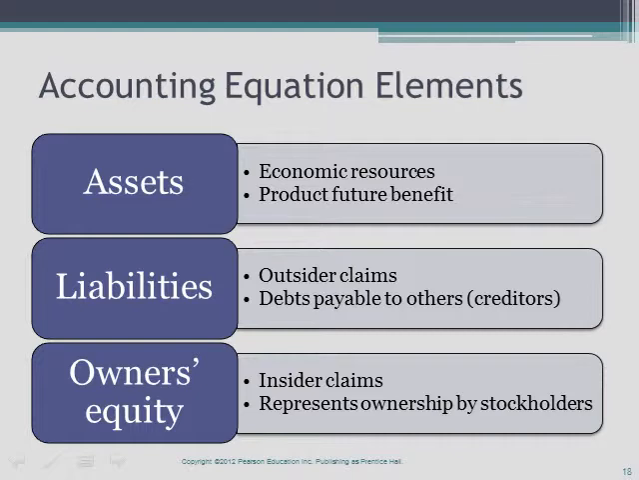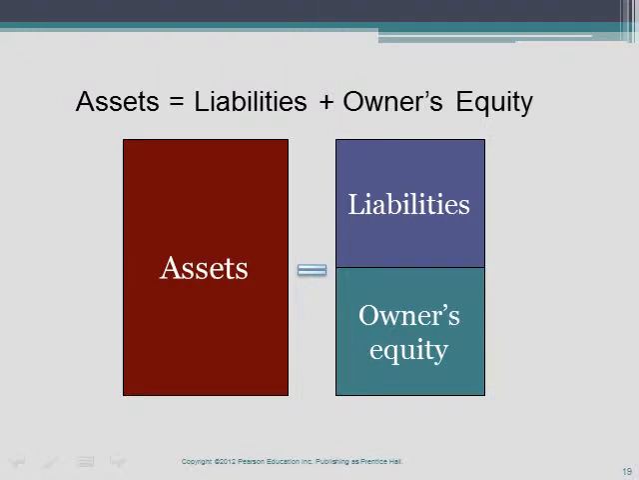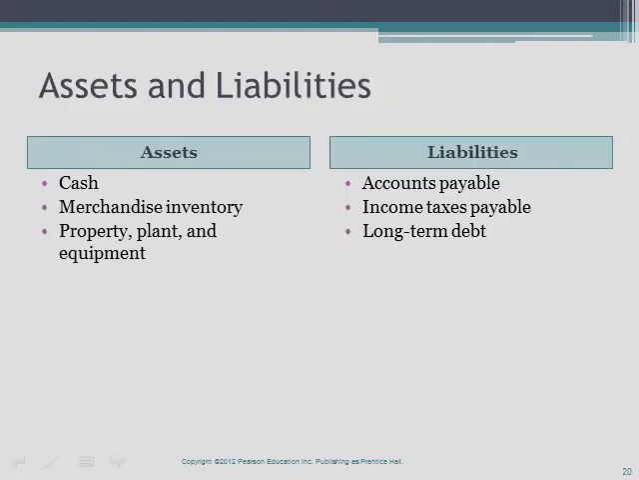Claims on assets, on the other hand, come from two sources. Liabilities, which are outsider claims, are debts that are payable to outsiders called creditors, or owner's equity, also called capital or stockholders' equity for a corporation. And these represent insider claims of a business. Equity meaning ownership. The accounting equation shows the relationship among assets, liabilities, and owner's equity. Assets appear on the left side, and liabilities and owner's equity on the right side. And as you can see in the equation, these two sides must be equal. So assets equal liabilities plus owner's equity.